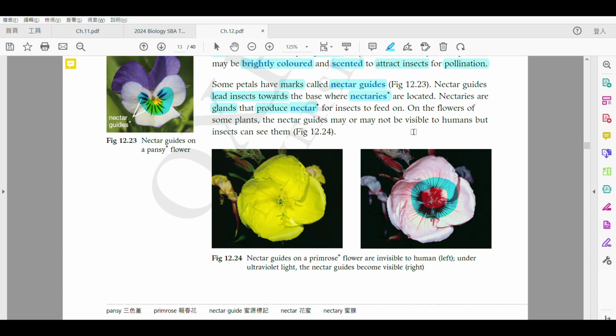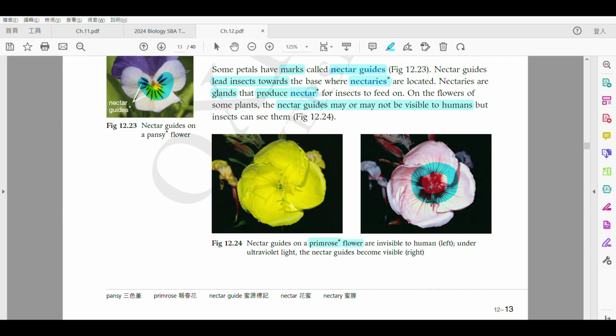Okay, but then we look at this one. It says that the nectar guards may or may not be visible to humans. For example, as you can see, this is a primrose flower (報春花). So they are invisible to humans. This is what we see. But what an insect sees is ultraviolet light. They use another way to look at the flower, and they will sense it. They can tell the difference.